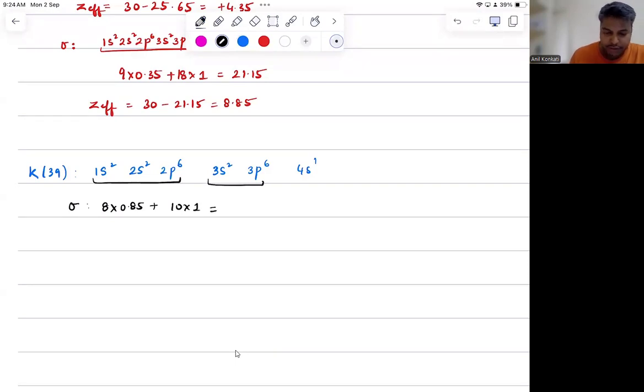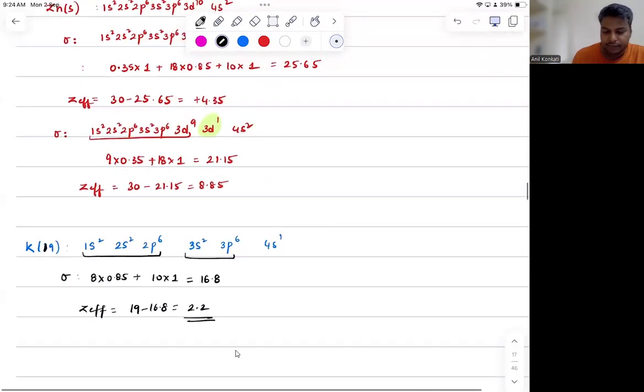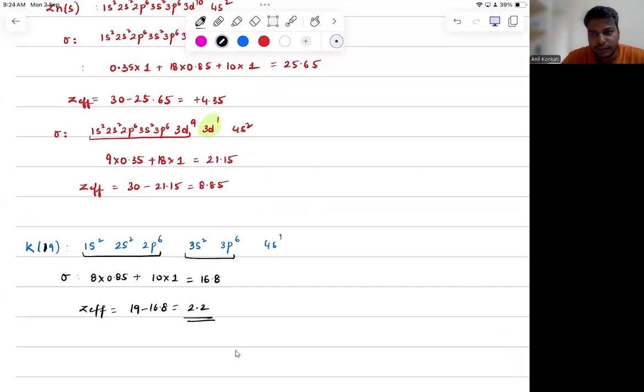That is how much it is contributing. So we have 10 plus 0.85 into 8. So that makes it 16.8. So Z effective will be equal to 19 minus, sorry, this is 19. 19 minus 16.8. So that makes it 2.2, which is correct. Everybody understood this logic?